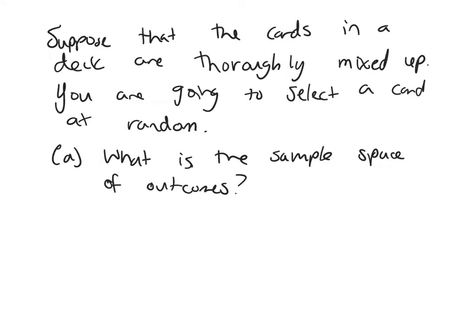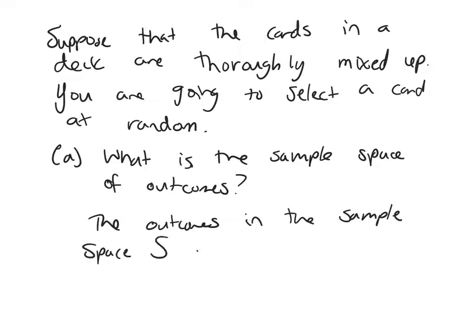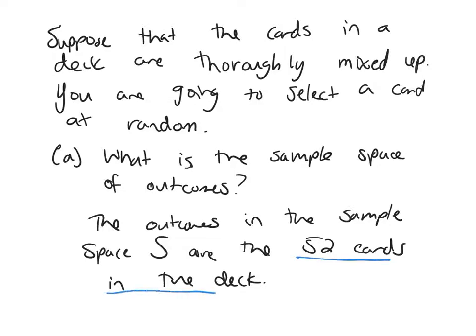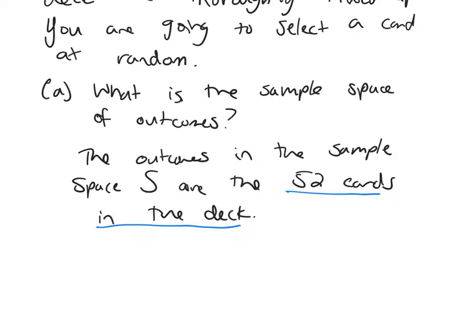So I'll say that the outcomes in the sample space, which I'm going to call S, are the 52 cards in the deck. I could get any one of those 52 cards when I draw my card at random.